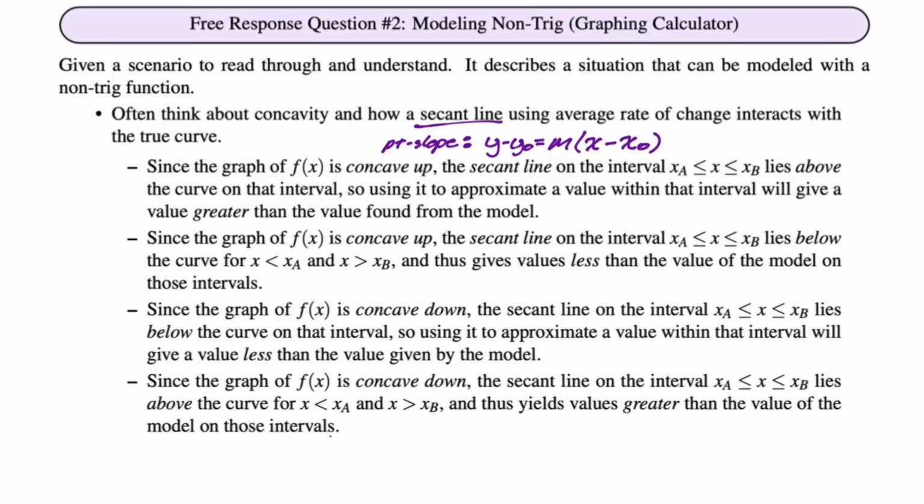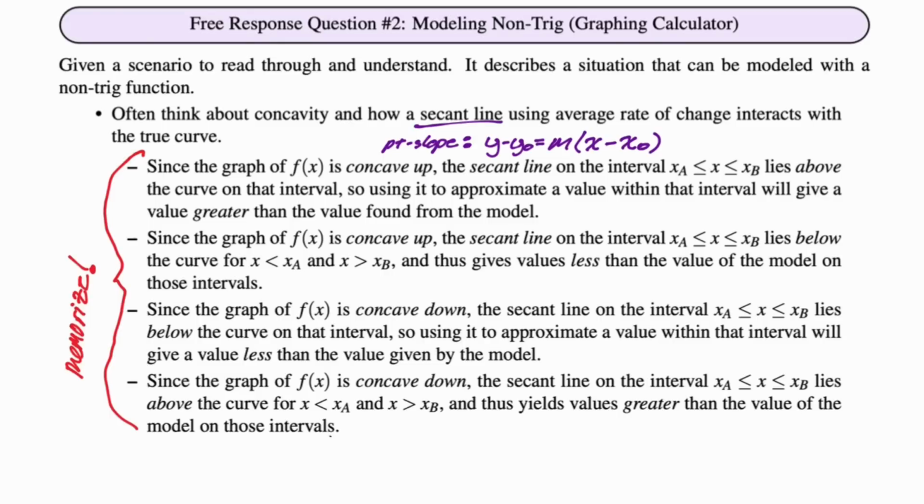Then you're going to have to justify something about it. Is it an over or an underestimate often, or just the concept of are you getting over or underestimates? I would recommend that you just memorize these things. A little picture that you draw can greatly help you out. So if a graph is concave up, the secant line on the interval between the endpoints of the secant line lies above the curve. So using it to approximate a value within that interval will give a value greater than the value found from the model, or it will overestimate. And then if you are outside of that interval, you get underestimates. So draw a picture and the answer kind of jumps out at you. But you should definitely memorize these.